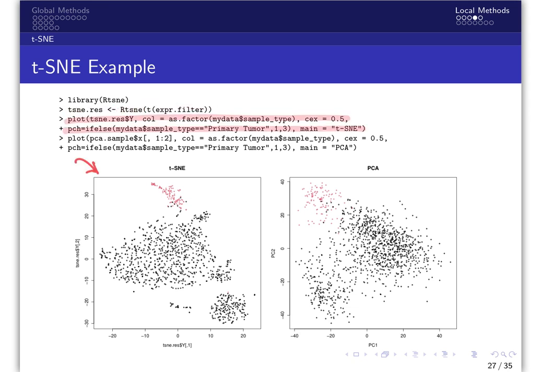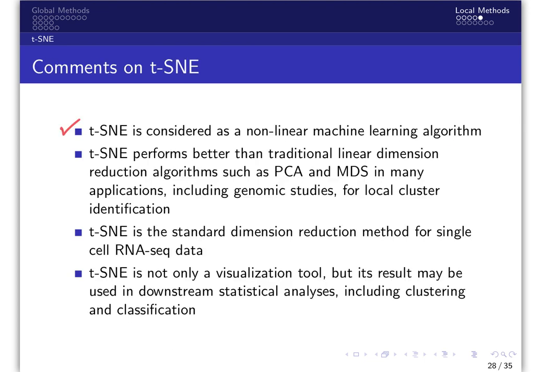On the left is the scatter plot of the t-SNE result. Comparing to the principal component plot on the right, it appears that t-SNE works better because there is more separation between our two groups, primary tumor and solid normal tissue.